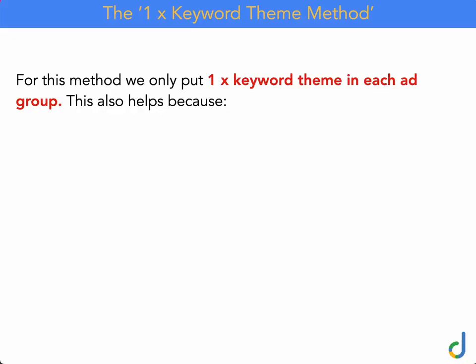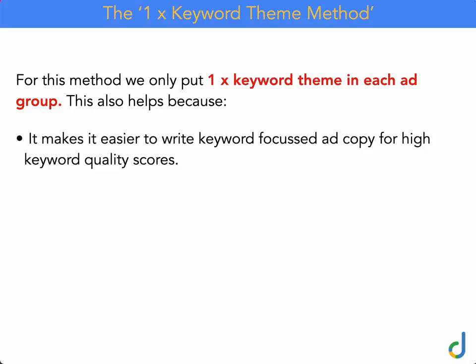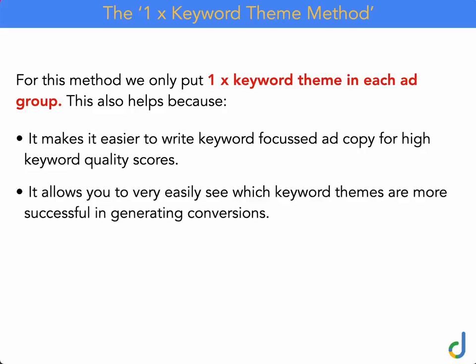All right, let's really dive into what I mean by the one keyword theme method. So this is where, as we said, we put 1 keyword theme into each ad group. Now, the reason why this is beneficial is because it makes it easier to write keyword-focused ad copy for high-quality keyword scores. It also allows you to see very easily which keyword themes are more successful in generating conversions. So let's break down those first 2.